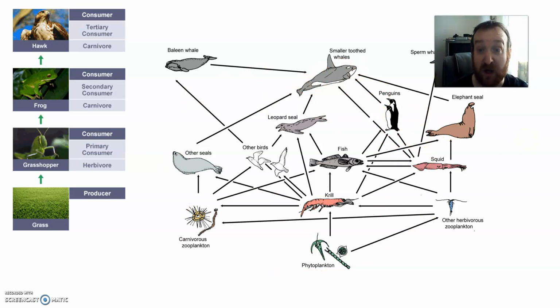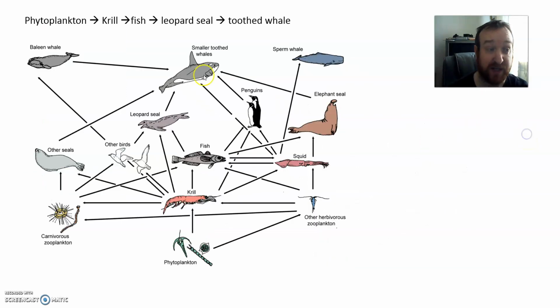So, there's lots. There's lots. Here's one example. So we've got phytoplankton, okay, then we go to krill, then we go to fish, then we go to leopard seal, then we go to this toothed whale, okay, toothed whale's at the top.